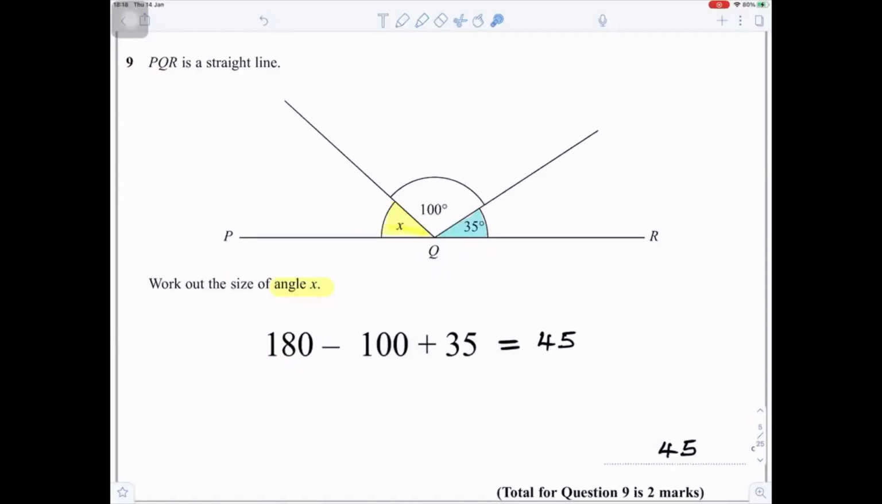Question number 9. PQR is a straight line. Work out the size of angle X. The 3 angles will add up to 180 because it's a straight line. It will add up to 180 degrees. So X would be given by 180 minus 100 minus 35. So that would give you 45 degrees.